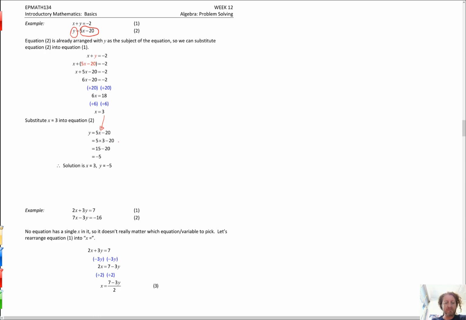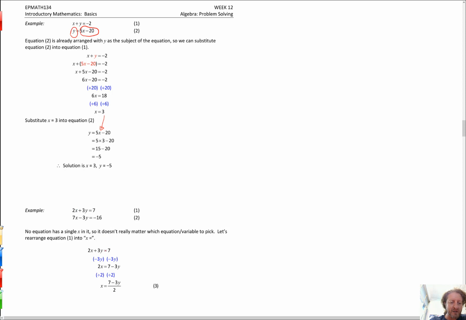Not uncommon either. Now the next one will also happen when none of them are single x's or single y's, and we're going to have to get some fraction action happening. Since there's no single ones, it doesn't really matter what I pick. I've just picked an x equals for equation 1, so that'll do.